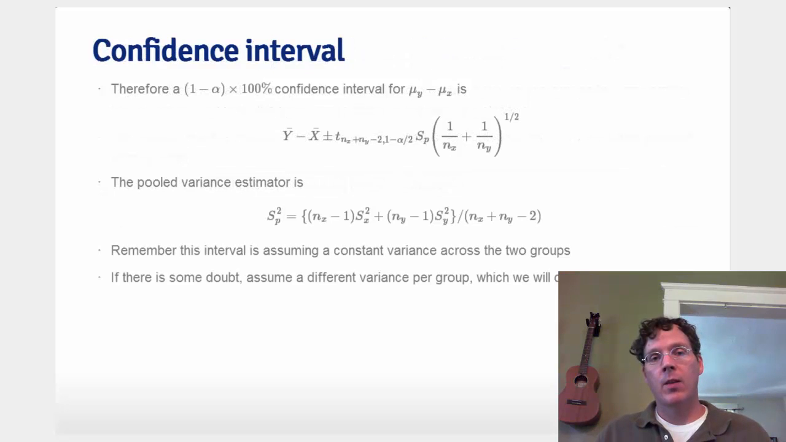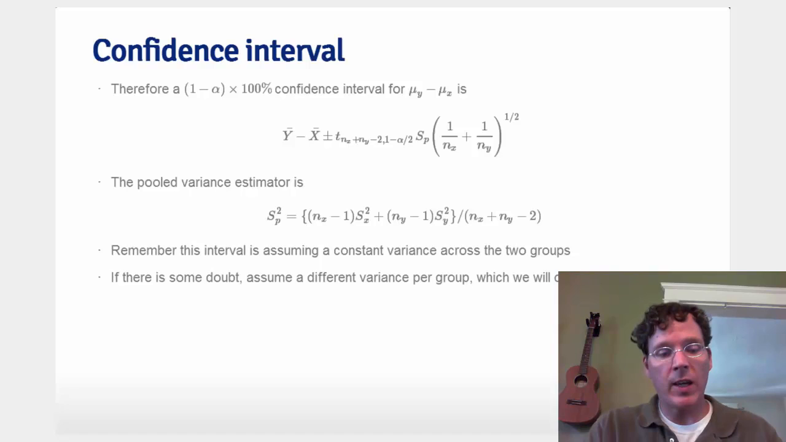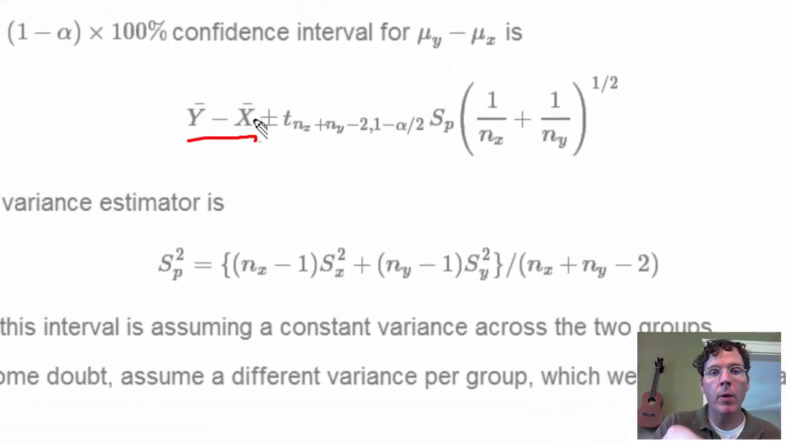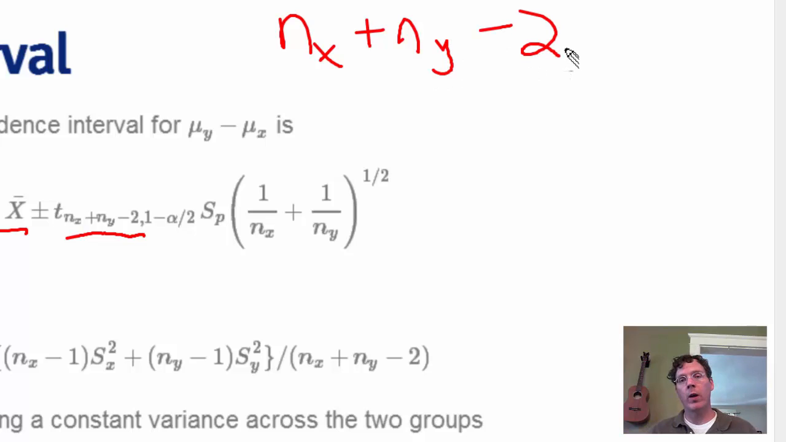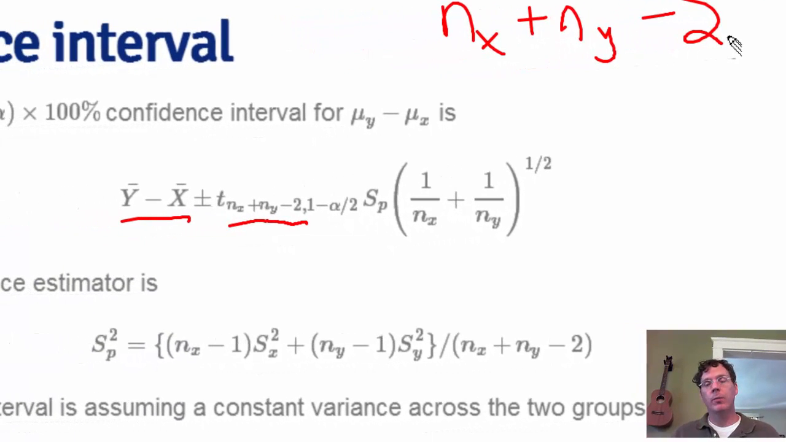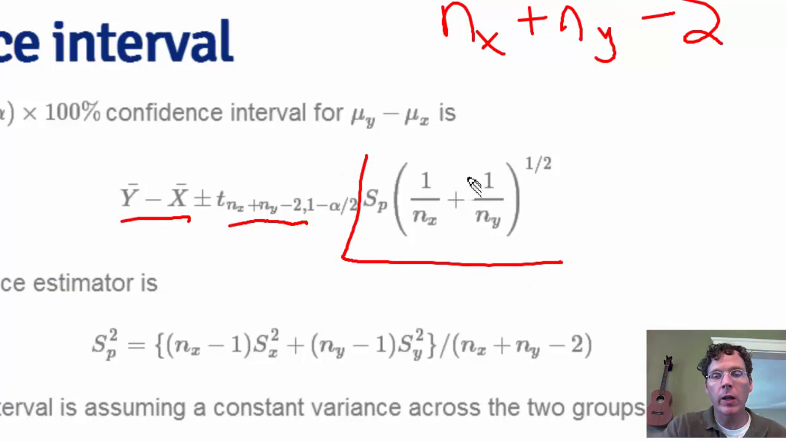The standard confidence interval in this case is y bar minus x bar, the average in one group minus the average in another group, plus or minus the relevant t quantile, where here the degrees of freedom are a little bit hard. The degrees of freedom are nx plus ny minus 2, where nx is the number of observations going into the x group and ny is the number of observations going into the y group. Here, this is the standard error of the difference.